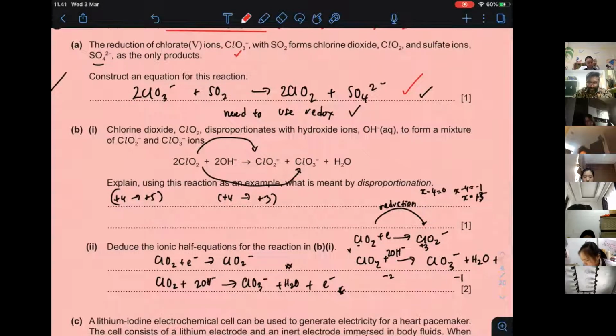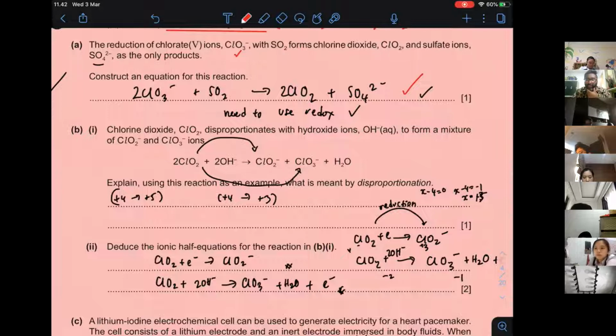Chlorine dioxide disproportionates with hydroxide ions to form a mixture of ClO2 minus and ClO3 minus ions. What is meant by disproportionation? Disproportionation is when the same substance has been both oxidized and reduced at the same time. So that is our explanation, but you still need to mention it using this reaction example.